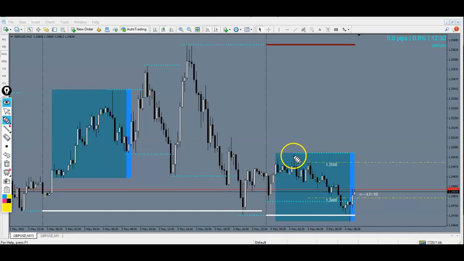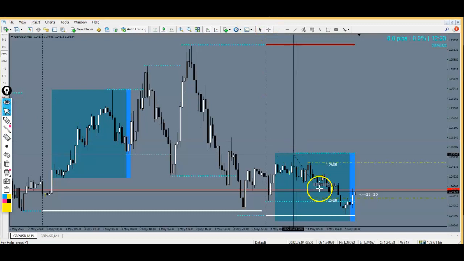Right now we can say that price from this level to this level is moving just over 30 pips. Let's see how many pips it's done. Just a sec. So from this top to this bottom, that's about 38, well 37.